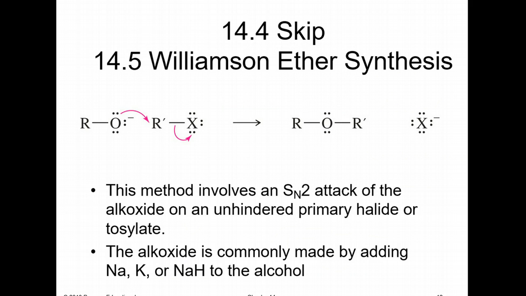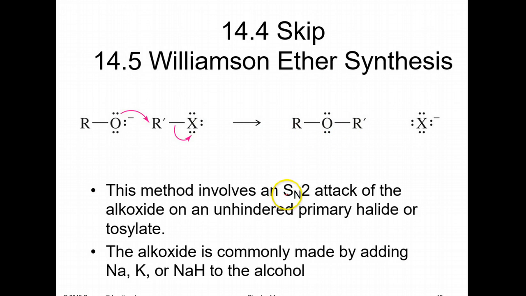We're going to skip 14.4. 14.4 in your book is about the mass spec and the IR of ethers. We've kind of done that last semester, so we don't need to do that again. 14.5 is the Williamson ether synthesis. This is the first reaction of how to make an ether. This is something we've already learned. We learned this when we did the SN2 chapter.